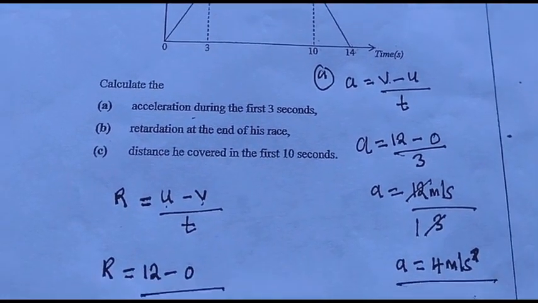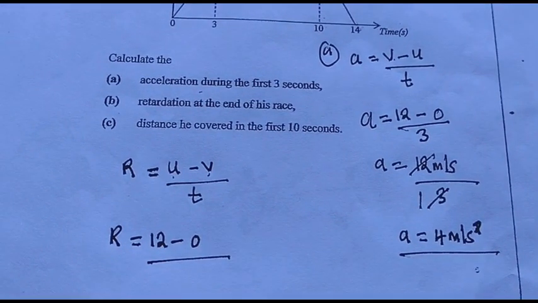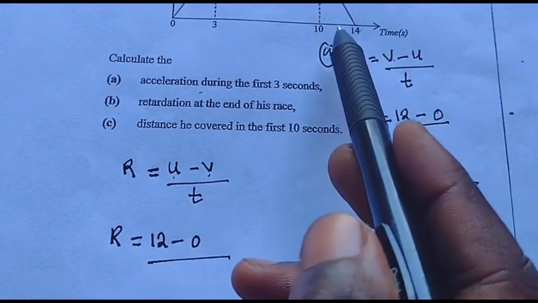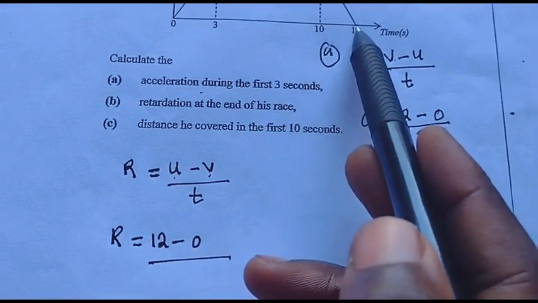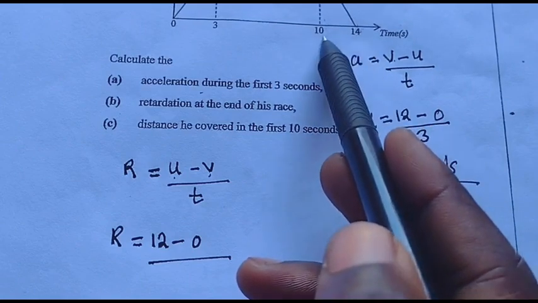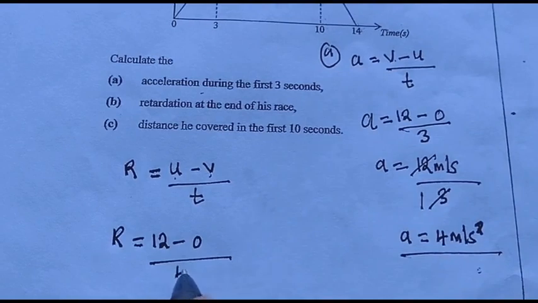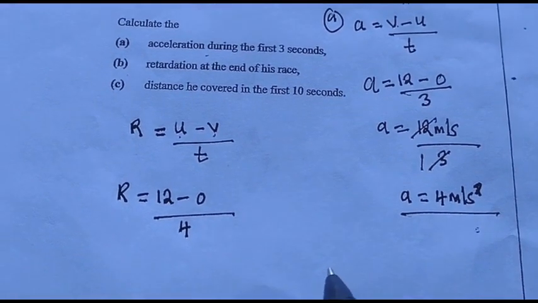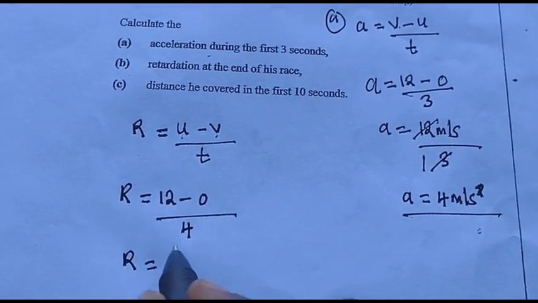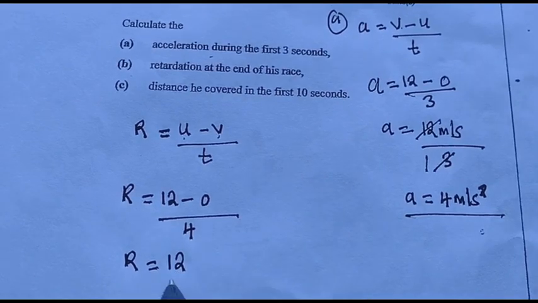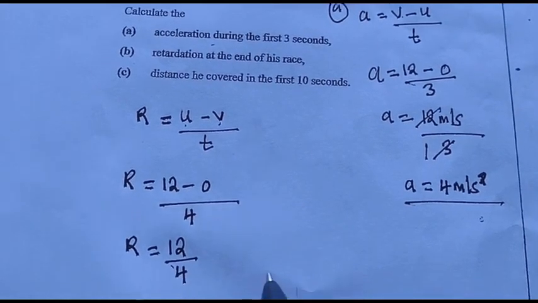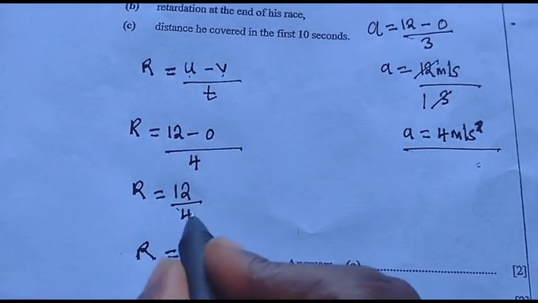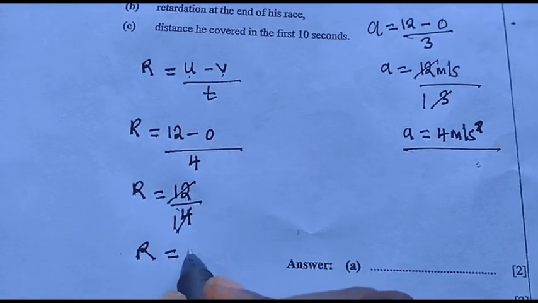So 12 minus 0 over what will be our time. Let us look at the time, 14 to 10. When it was retarding, the time difference is 14 minus 10, which gives you 4. So the time here was 4. You can proceed: retardation is equal to 12 minus 0, which is 12, over 4. So 4 into 12, this will give us what?